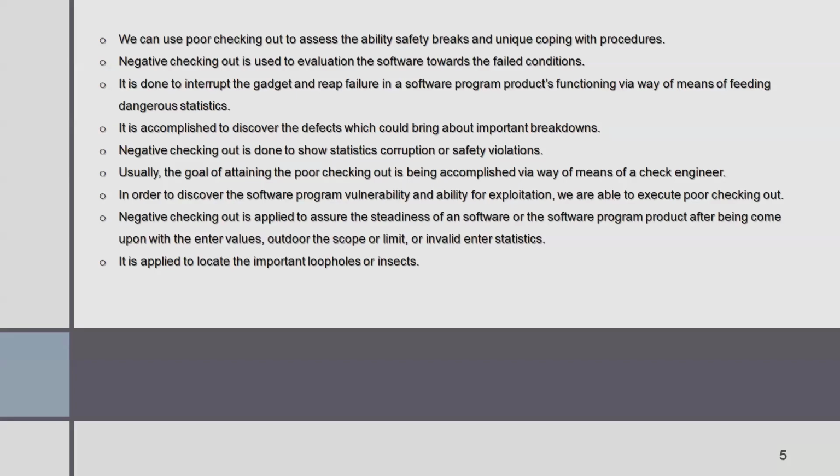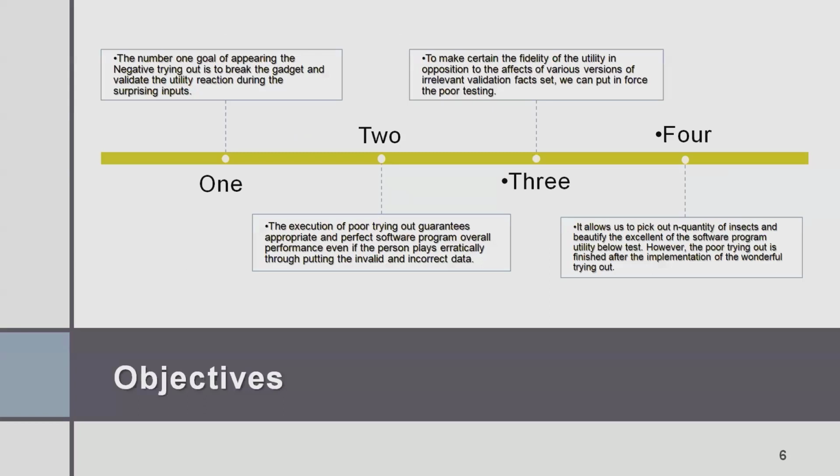In order to discover software vulnerabilities and the possibility of exploitation, we can execute negative testing. Negative testing is applied to assure the stability of the software product when it encounters values beyond the scope or limit, or invalid input data. It is applied to locate the important loopholes, which are all objectives we have in negative testing.